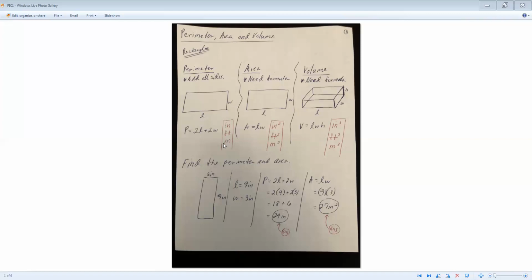Same thing with any other measurement. If it's in feet, when you calculate your perimeter, it'll be in feet. Calculate your area, it'll be square footage. Calculate your volume, it'll be cubic footage or cubic feet.